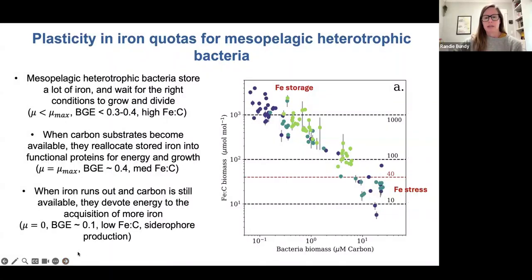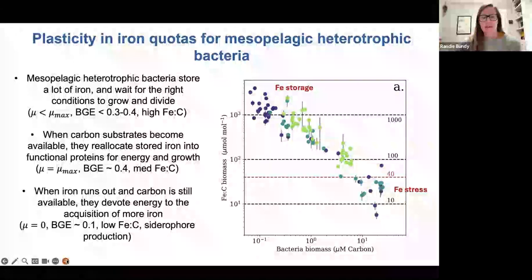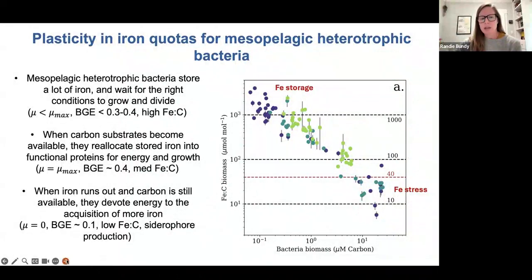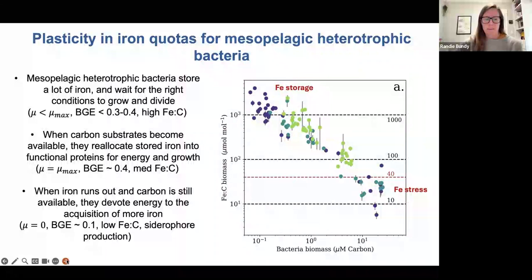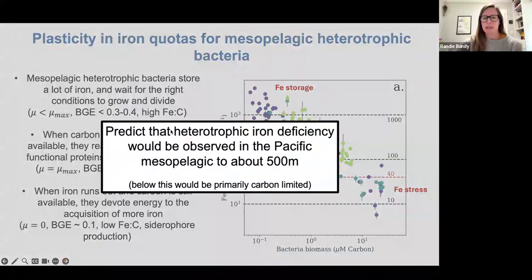And we thought this was an interesting way to look at it, and we wanted to think about how this fits into more of an oceanographic context. So we used this minimum quota and these estimates of iron to carbon supply ratios that might be needed. And from our data, we predicted that heterotrophic iron deficiency should be observed in the mesopelagic in the Pacific, from just below the euphotic zone to about 500 meters.